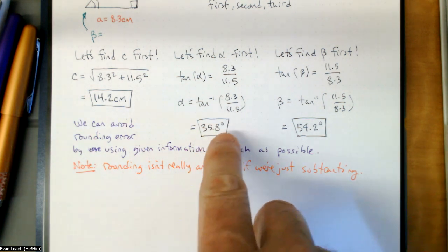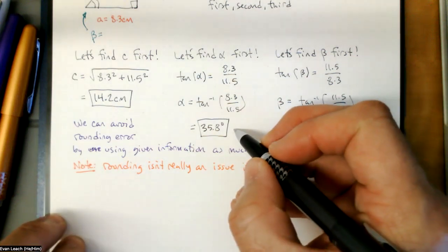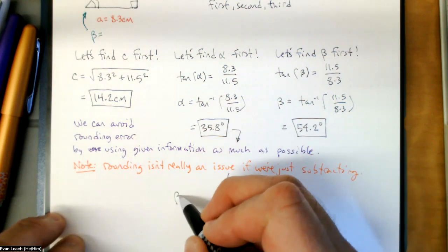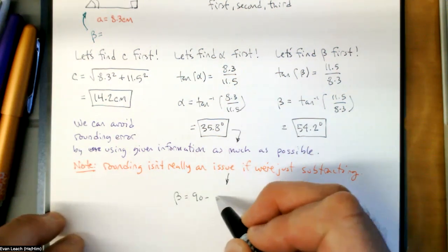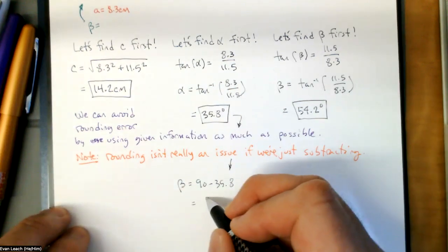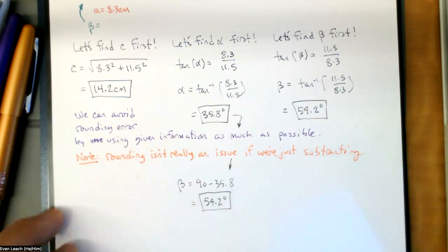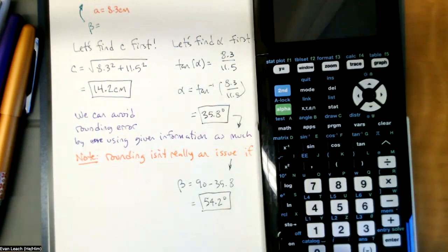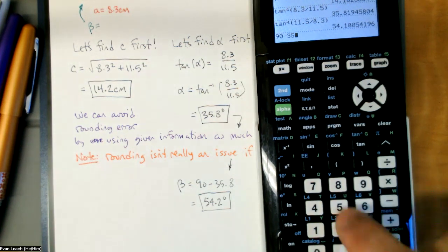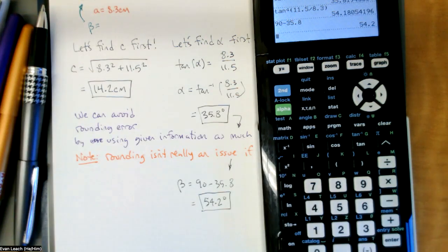So if I've got alpha is 35.8, then I'm not really, even though this 35.8 is rounded, beta is 90 minus 35.8. So beta is 54.2. So rounding is not as much of an issue if I'm just subtracting from 90. 90 minus 35.8.